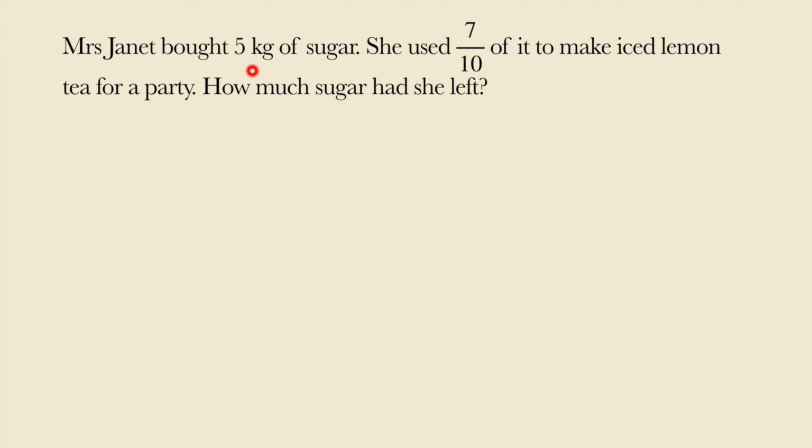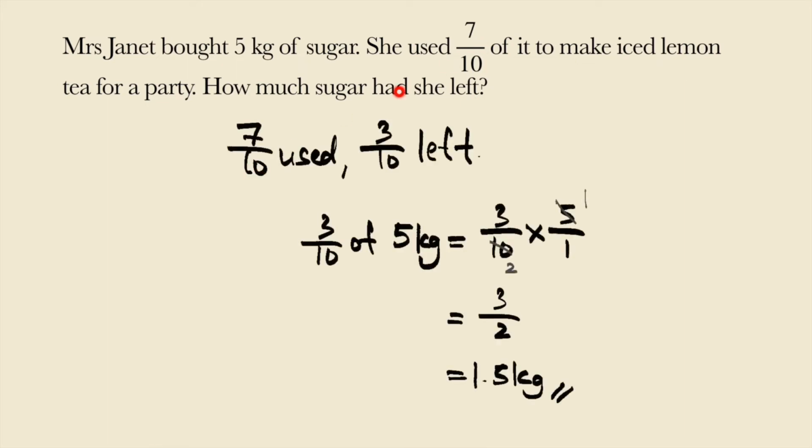Mrs. Janet bought 5 kilograms of sugar. She used 7/10 of it. Can you see what just happened? I am going to find out the actual kilograms used. Or rather, how much sugar had she left? Okay, actually you don't need to find the amount of sugar used. So if 7/10 got used, that means 3/10 got left.